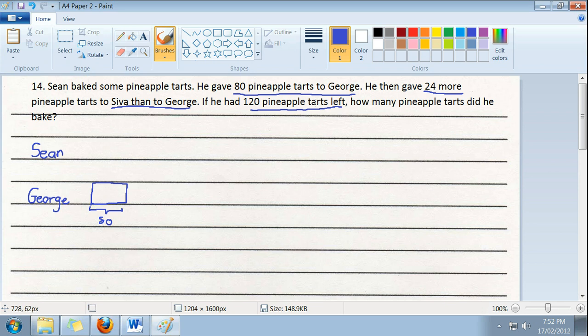Okay. Then it says he then gave 24 more pineapple tarts to Siva, then to George. So let's write Siva here. We're going to draw a bar exactly the same as George's, and the amount will be 80 as well. Now let's look at the key word here. He then gave 24 more pineapple tarts to Siva, then to George. So we draw another small bar here, and this is 24.